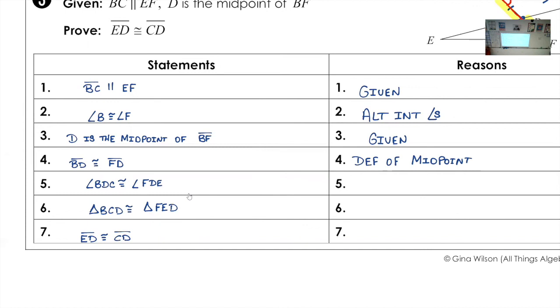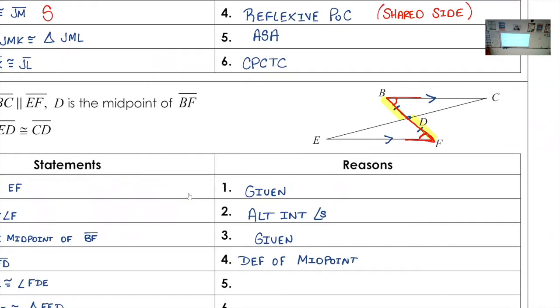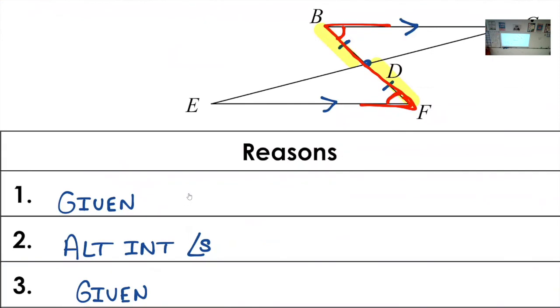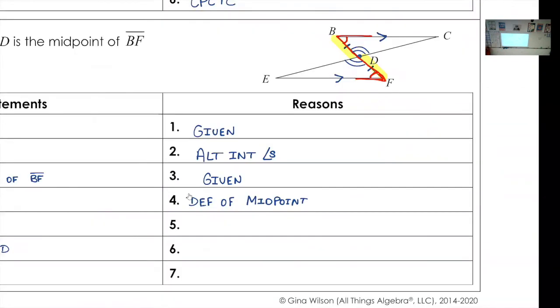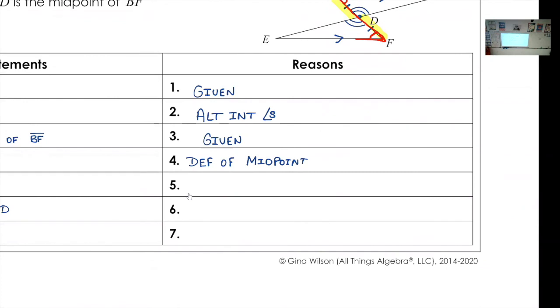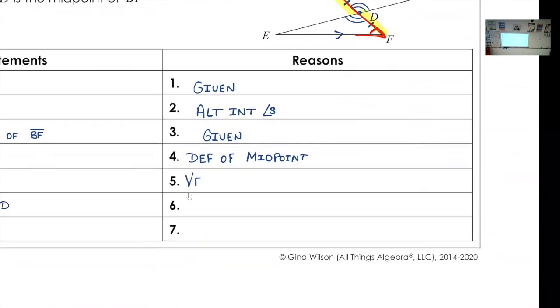BDC is congruent to FDE. So they went BDC, double hoop, is congruent to FDE. Where'd they get that from? That is vertical angles. What do we know about vertical angles? Vertical angles are always congruent. Very good. Vertical angles.